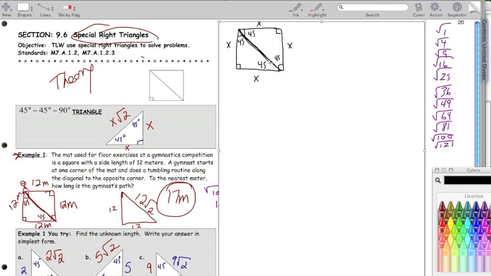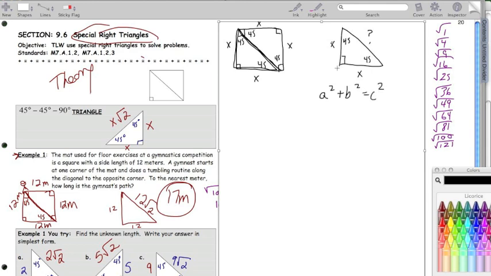We're going to take this bottom triangle and pull it out. So really, this is what I'm working with. This is x, this is x. So we have a 45, 45, 90 triangle. If our sides are the same, x and x, we want to find this piece. So we can use our Pythagorean theorem, a squared plus b squared equals c squared.